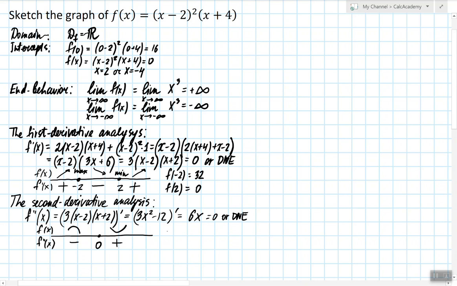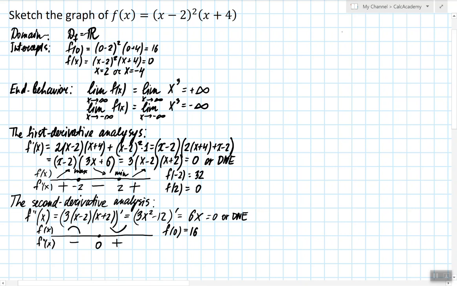So at 0 we have an inflection point, so we probably want to evaluate the function at 0 for accuracy in graphing. But f of 0 is just the y-intercept, and we already know what it equals. It's equal to 16. And now we have everything to graph this polynomial function.